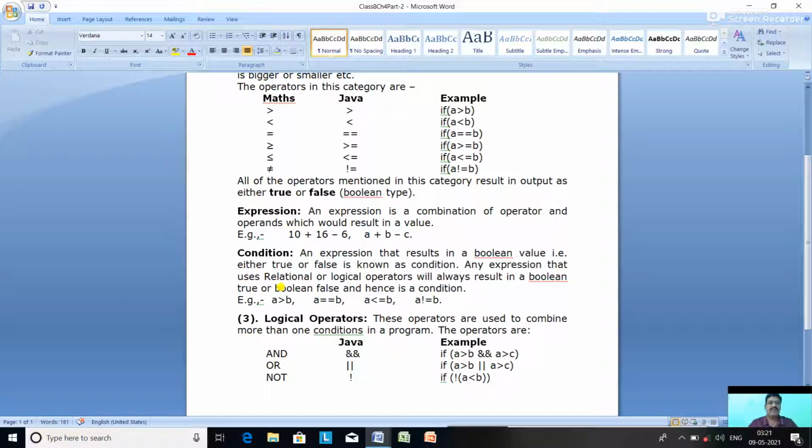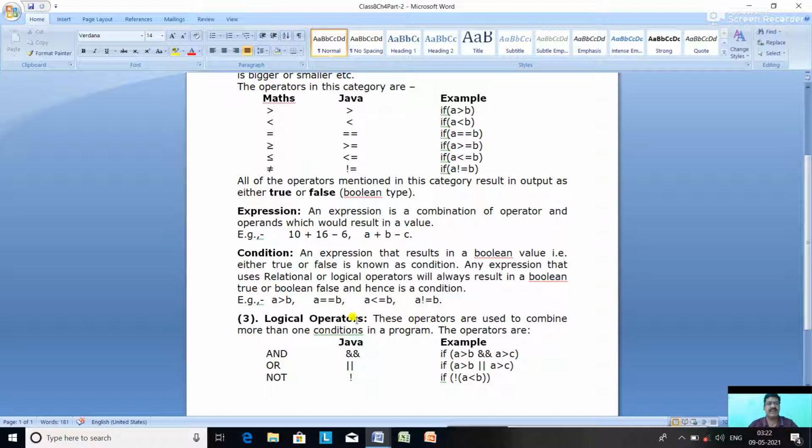Always remember it. So it is a condition. If it is asked to you what is a condition, what will be the answer? An expression that results in a Boolean value, that is either true or false, is known as a condition. For example, A greater than B: if the value of A is greater than B, then the output will be true. If A is not greater than B, then the output will be false.